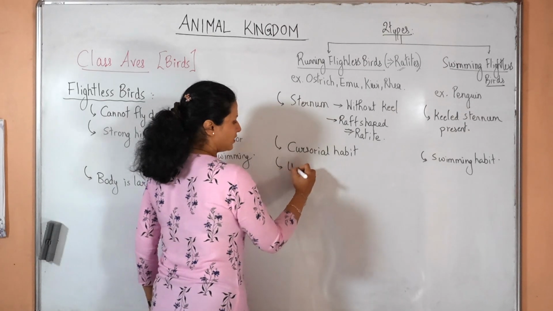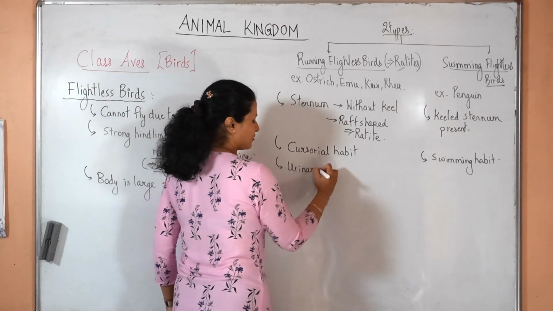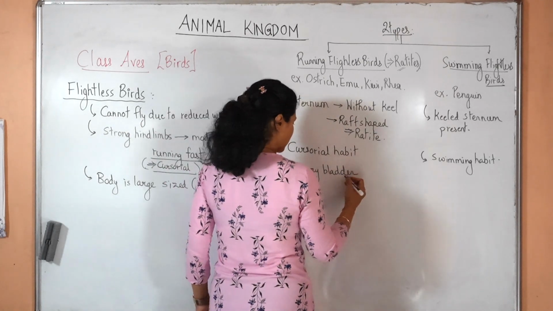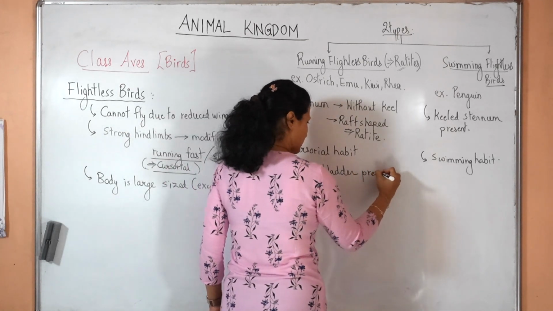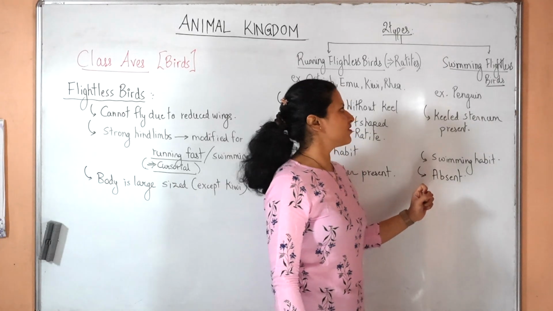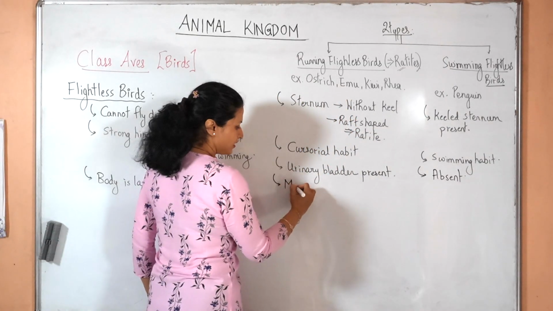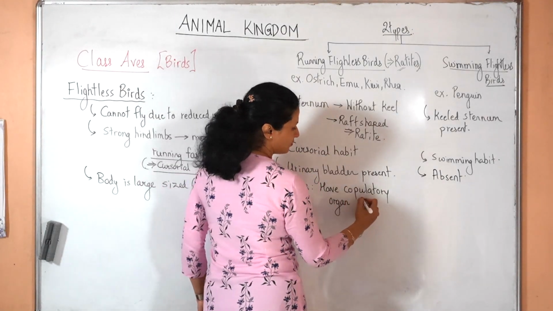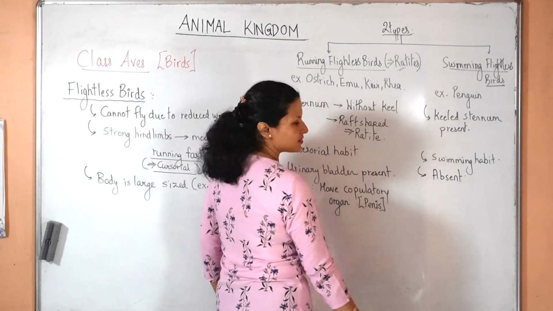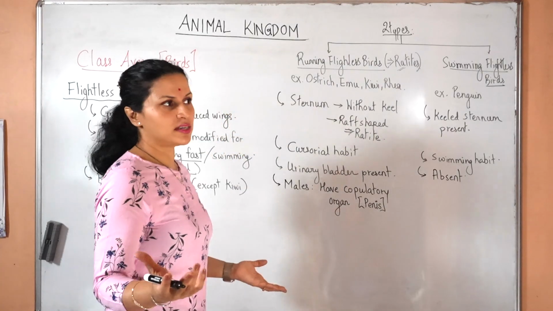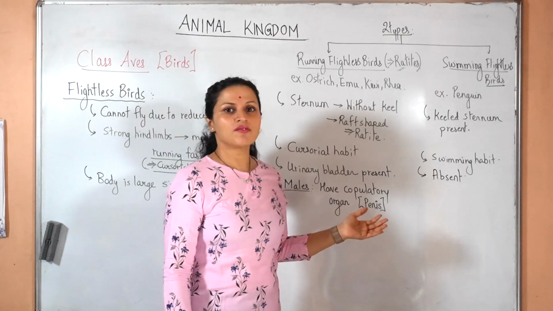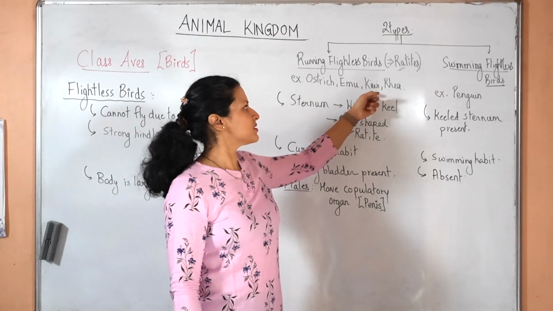Other differences include urinary bladder, which is absent in most of the birds. In case of the ratites, the urinary bladder is present. Urinary bladder is absent in case of swimming flightless birds. The males, in case of the ratites, have a copulatory organ which is called the penis. Penis is generally absent in case of the birds. So these were the general features of the flightless birds. Now we will look at each of these examples in some more detail.